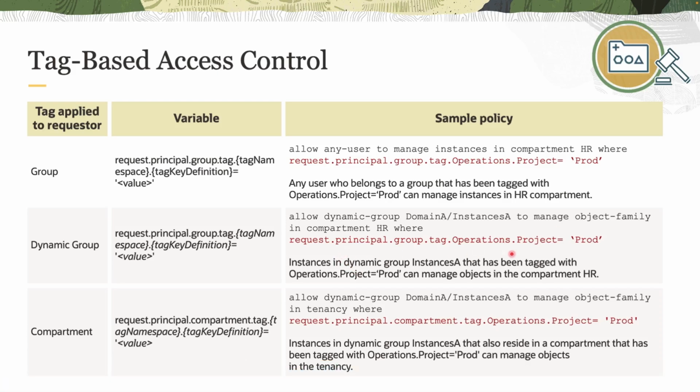Similarly, you can do the same thing with the dynamic group. But if you look at the third example, we have applied tags on the compartment. And if the compartment has been tagged with the particular tag value, then all the instances that are members of that particular dynamic group, instance A, and also reside in the prod tag compartment can manage objects in the tenancy. So you can start seeing that it helps you to write advanced policies and gives you that extra advantage while writing policies, which can span multiple users, resources, and compartments. And it is very easy to manage.